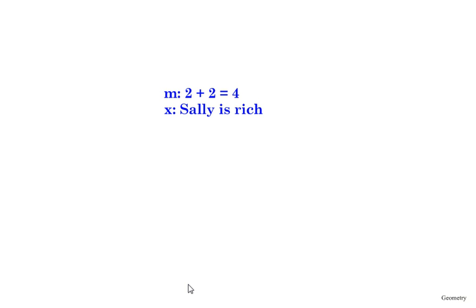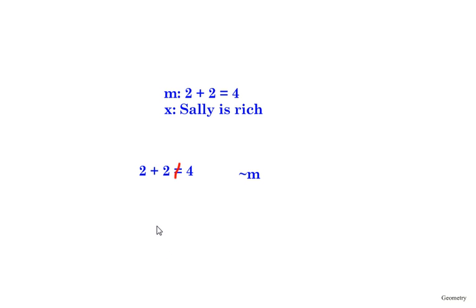So if I were to say, how can I represent 2 plus 2 is not equal to 4? I'm going to put a little slash through that equal sign. So what if I said 2 plus 2 does not equal 4? How would you represent that symbolically? Well, we said that this statement is an M, and now I've said that it does not equal 4, so I'm doing the opposite of M. So that's the opposite of M right there.